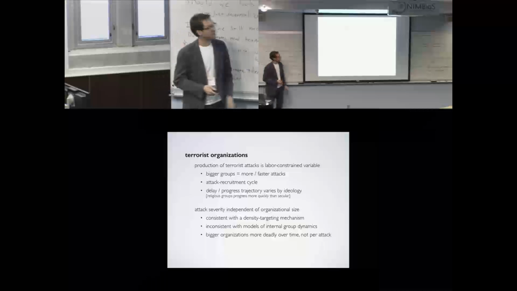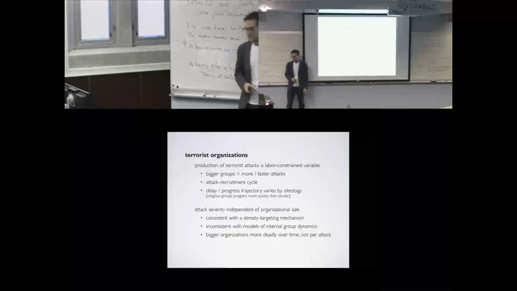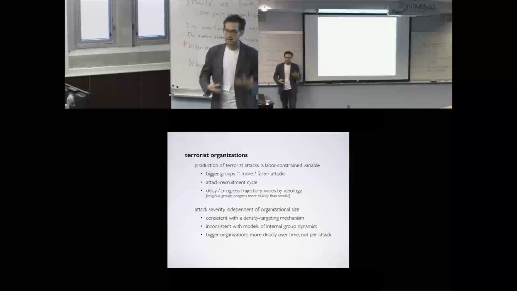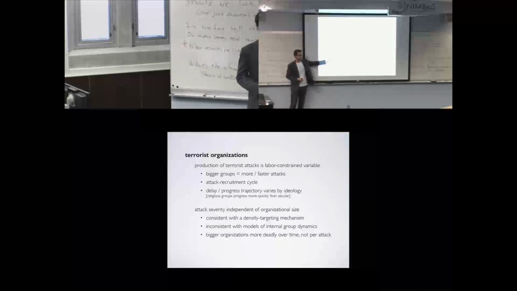They're much faster than the other kinds of groups, like separatists, for instance. The attack severity is independent of organizational size. This is consistent with a density targeting mechanism for explaining where the power law comes from. I didn't get into that, but I can talk about it offline. It's inconsistent with any models that assume particular internal dynamics of the group, because there's no dependence between the group size and the severity of the variable.